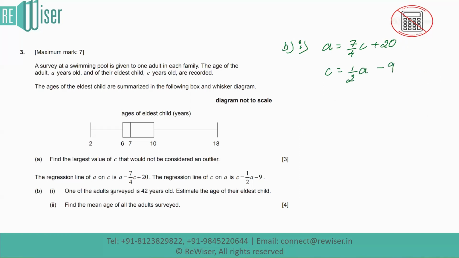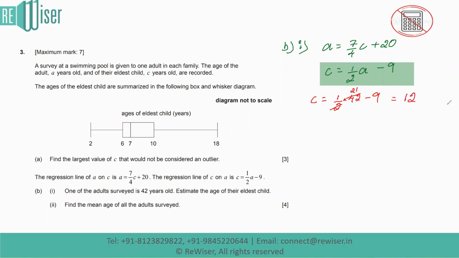Of course, they differ. Now, one of the adults surveyed is 42 years old. Estimate the age of the eldest child. If he is 42 years old, and we need to estimate the age of the eldest child, where C represents the eldest child, I would use the second formula. I'm not going to use the first formula because the adult's age is given as 42 years, which is A. So C equals 1/2 times 42 minus 9. That is 21, and 21 minus 9 equals 12.